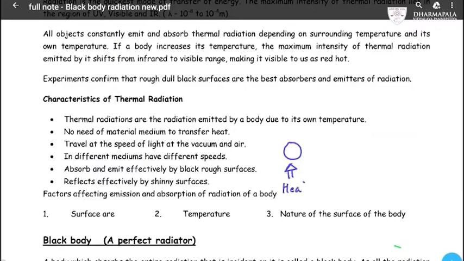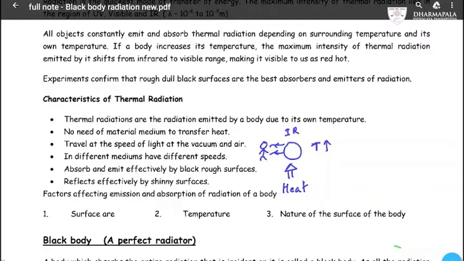Because of that, the temperature of this object is gradually increasing. If you are closer to the object here, you can feel the heat. It's hot, because at this given temperature, it has emitted more IR waves. This object will emit all the radiation, but it has emitted more IR waves. That's why you will feel the heat from this object.